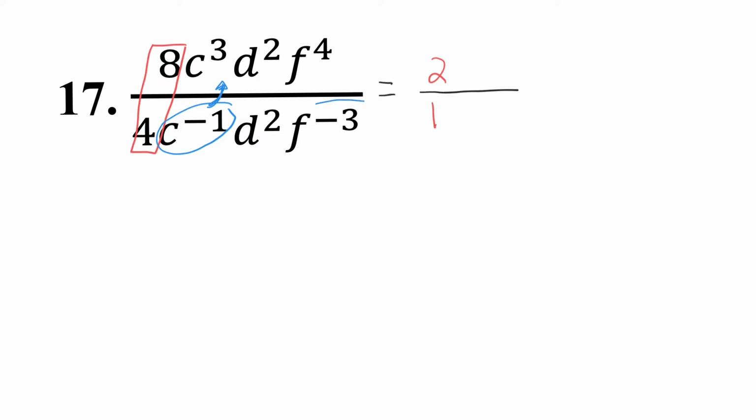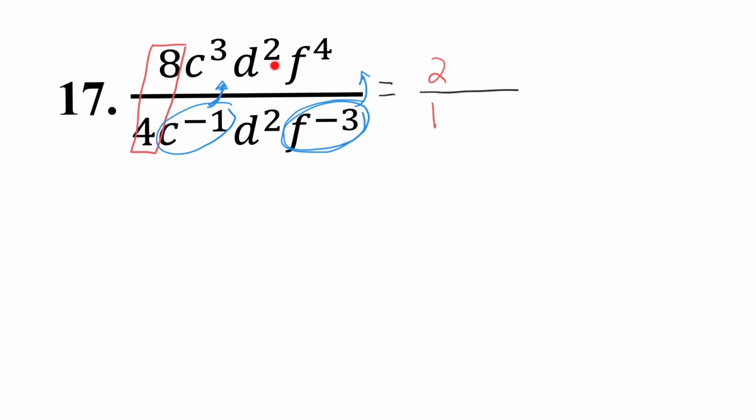Same thing with the f on this side. You have a negative exponent, negative 3. So you move that to the top of the fraction and make the exponent positive. Everything else that has a positive exponent, you are going to keep where it's at. Do not move anything, just the ones that have a negative.